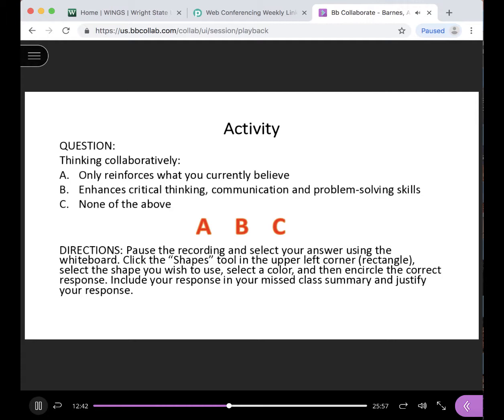So, based off of what we talked about there, we're going to do a quick activity. I would like for you to use the Shapes tool, which is located at the upper left-hand corner. Click the rectangle, and I would like for you to read the question. There were 3 answers provided, A, B, or C, and then select what you think is the best answer. For our virtual listeners, go ahead and read the question, select your answer, and then please include that in your missed class summary.